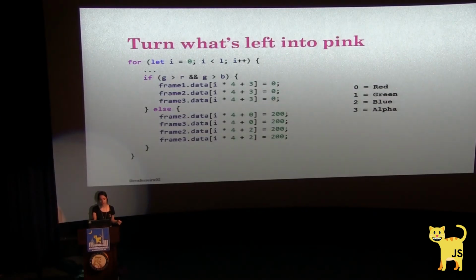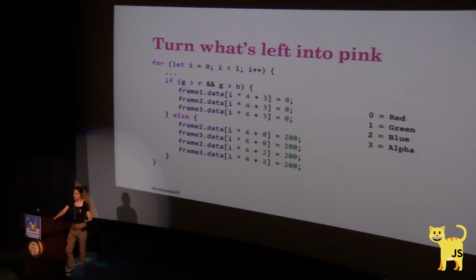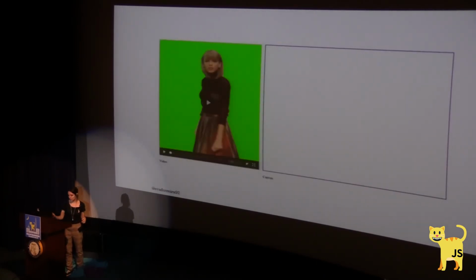So for this, what we are going to do is find out the pixels that weren't removed. All the pixels that were removed were turned into 0 for the alpha. And all the pixels that weren't, that means the else, will be turned into pink. So in order to get something pinkish, I'm going to put a red value of 200 and a blue value of 200. So that will give me something pinkish, and that will give me something like this.